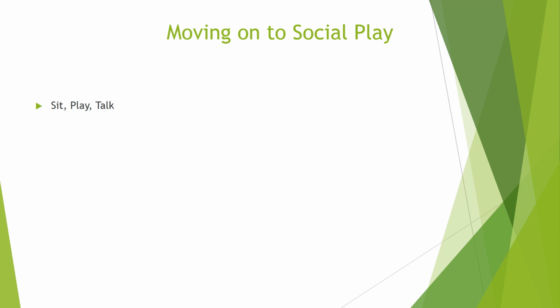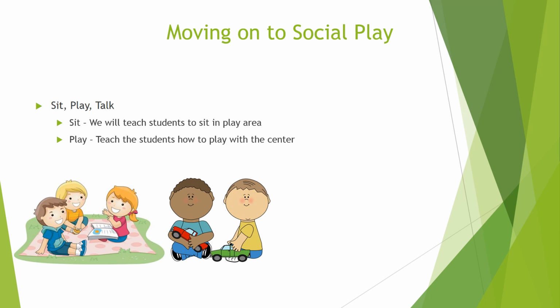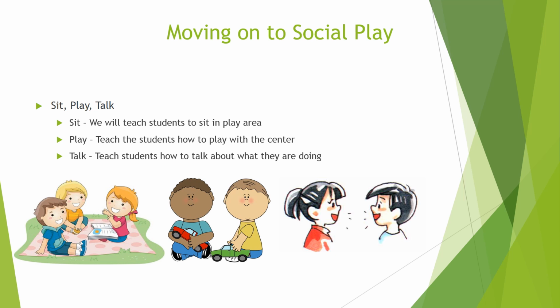Moving on to social play, we will be using a method called sit, play, and talk. This method will encourage the students to sit near each other, play with the same or similar toys, and eventually talk to one another about what they are playing with. During the sit phase, we will teach students how to sit in the play area. During play, we will teach students how to play with the center. And in talk, we will focus on teaching students how to talk about what they are doing.